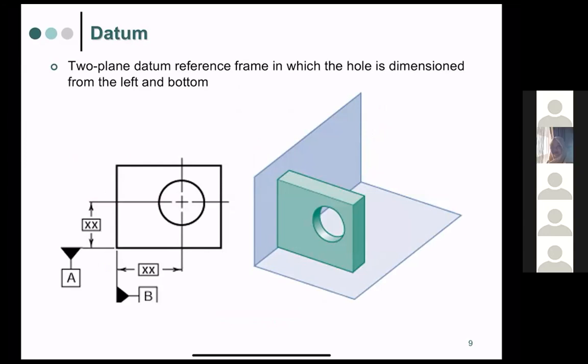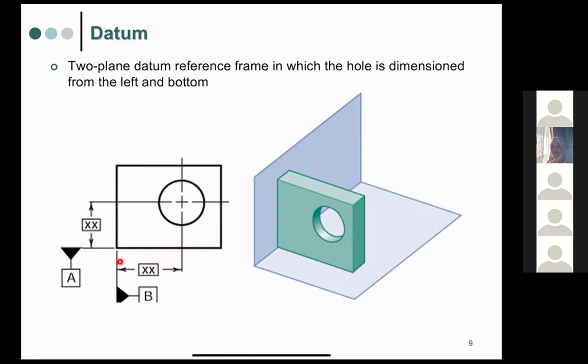Okay, so datum. A datum is actually a two-plane datum reference frame in which the hole is dimensioned from left and bottom. Let's say we have this part, and this part has a hole with a bore in it. In order to make sure that the machinist can manufacture the right part that we want, first we have to write the datum.